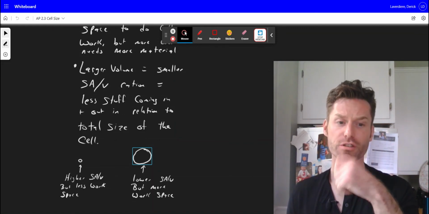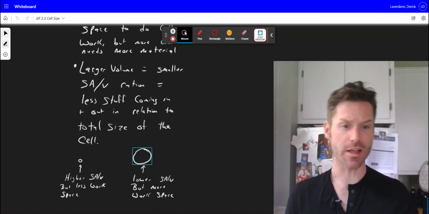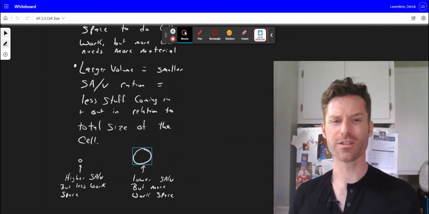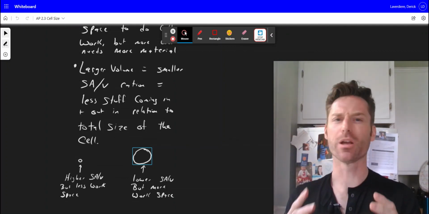Right? You can take a little scraping of your cheek, slap it on a slide, throw some dye on there, and you can see those bad boys. They're big. They're big old cells.